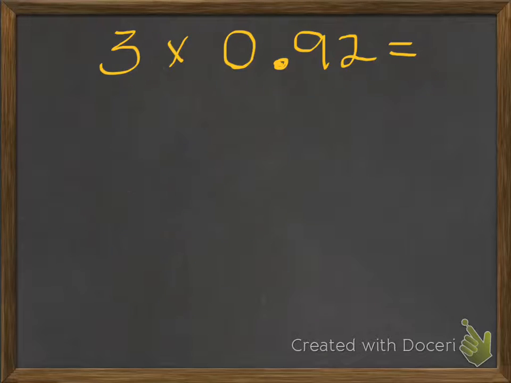Let's try another one. 3 times 0.92. Give this one a try. All right, let's check it. I'm going to put 0.92 first, and then I'm going to multiply it times 3.